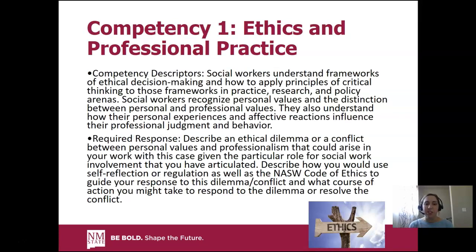So competency 1 has to do with ethics, and you can read the prompt there, but you're really going to be either highlighting a potential ethical dilemma you might face, or a way in which your personal values and professional values might come into conflict, and how you would make sure to resolve that, okay? So you haven't worked with this case, but you're going to envision something. So, in this case, immigration issues are really salient.